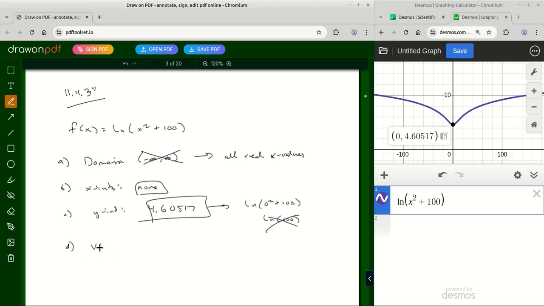Anyways, vertical asymptotes is when the bottom is equal to 0. I ain't got no bottom. I ain't got nothing like that. Look at my graph. Do I have a vertical asymptote? No. None.